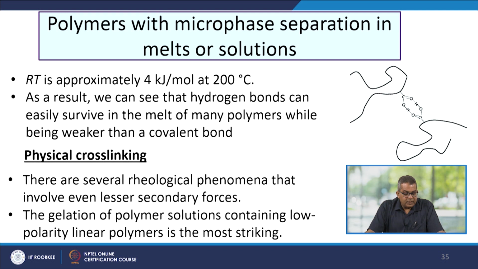Now, usually RT is approximately 4 kilojoules per mole at 200 degrees Celsius. As a result, we can see the hydrogen bond can easily survive in the melt of many polymers while being weaker than a covalent bond.